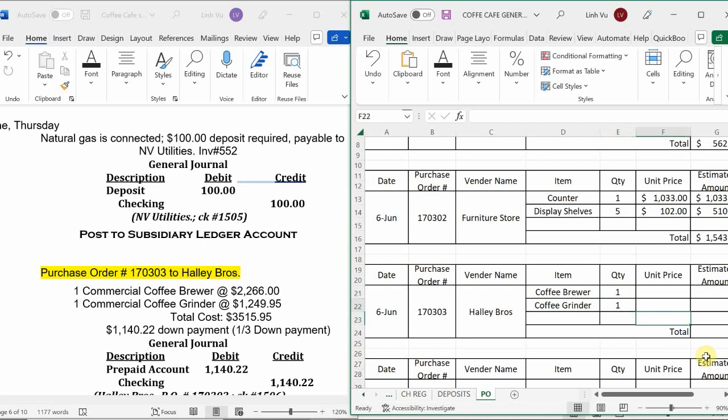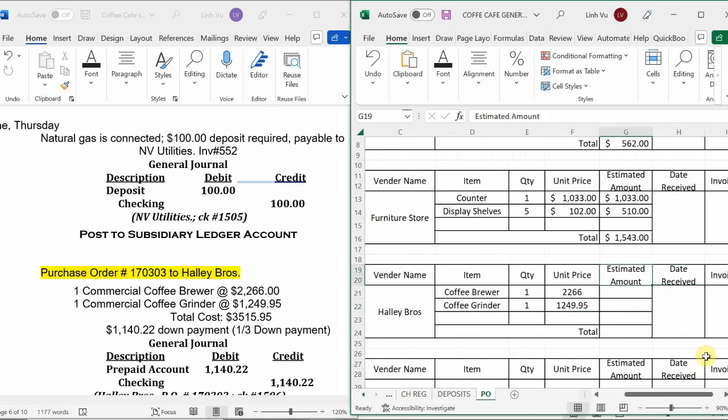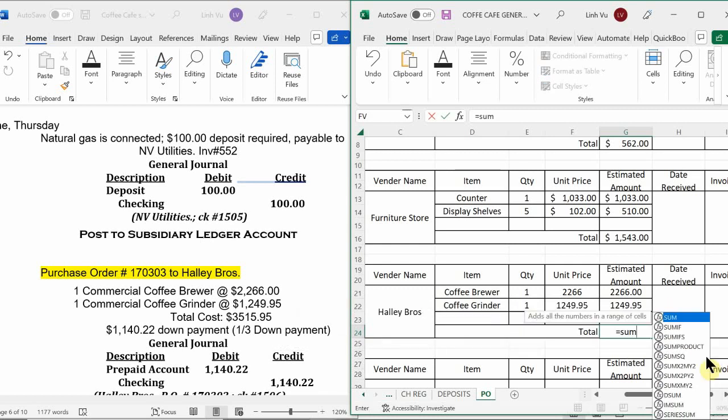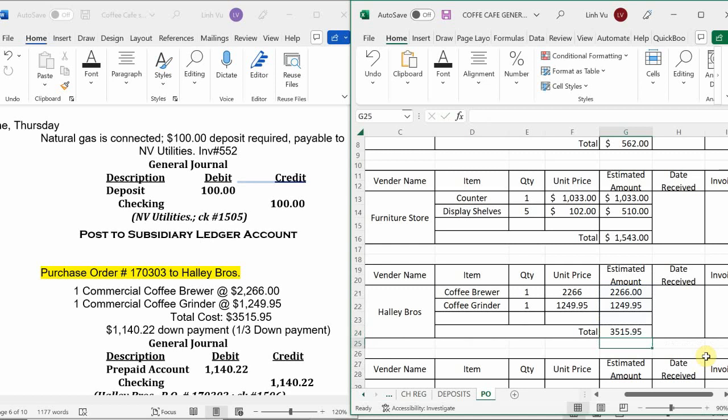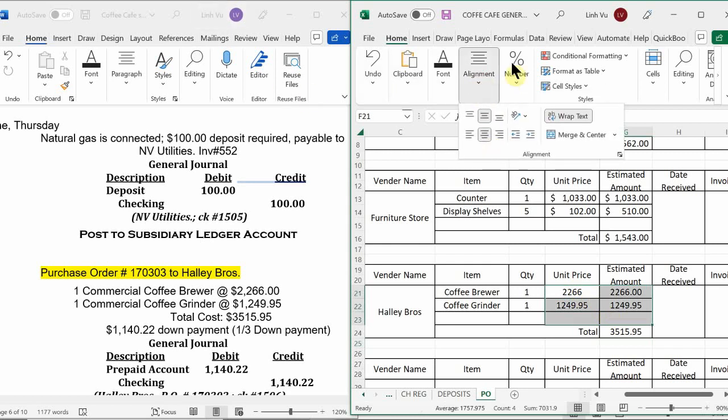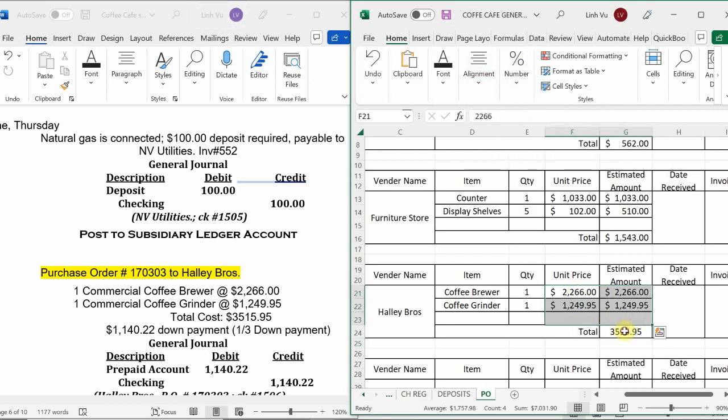But I know I'm going to order one of each, and right now the unit price is $2,266 for my brewer and $1,249.95 for my grinder. So if I do my math here, unit price times quantity, right? I should get the total amount to be $3,515.95, which is correct. Okay?